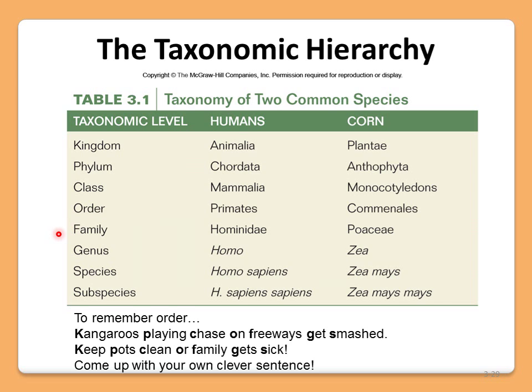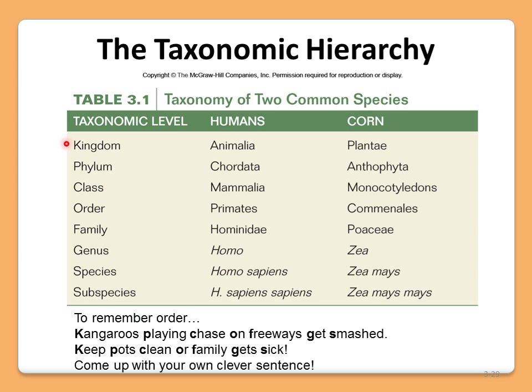Then going even a little more specifically, you have your family, and humans are in the family Hominidae. And then you have your genus, which the genus of humans is Homo, and your species name is Homo sapiens. And then you even have a subspecies, which is going even a little more specific. So we're Homo sapiens sapiens. You could go through with corn and go through all the different kingdom, phylum, class, order, family, genus, species. And usually what we tend to talk about the most is this genus and species name.